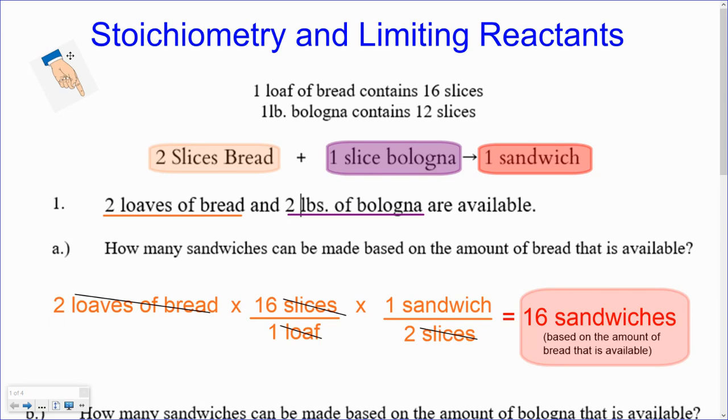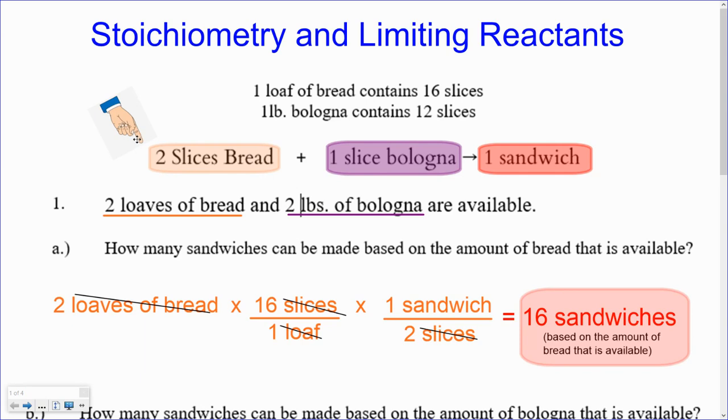And here it is. Let's say you have a recipe for making a sandwich. I know it's a chintzy sandwich, but it'll make the point. We take 2 slices of bread and 1 slice of bologna to make 1 sandwich. We're given that 1 loaf of bread contains 16 slices and a pound of bologna contains 12 slices. This is like stoichiometry because we are given the bread and the bologna in terms of loaves and pounds, and our equation is only good for slices.